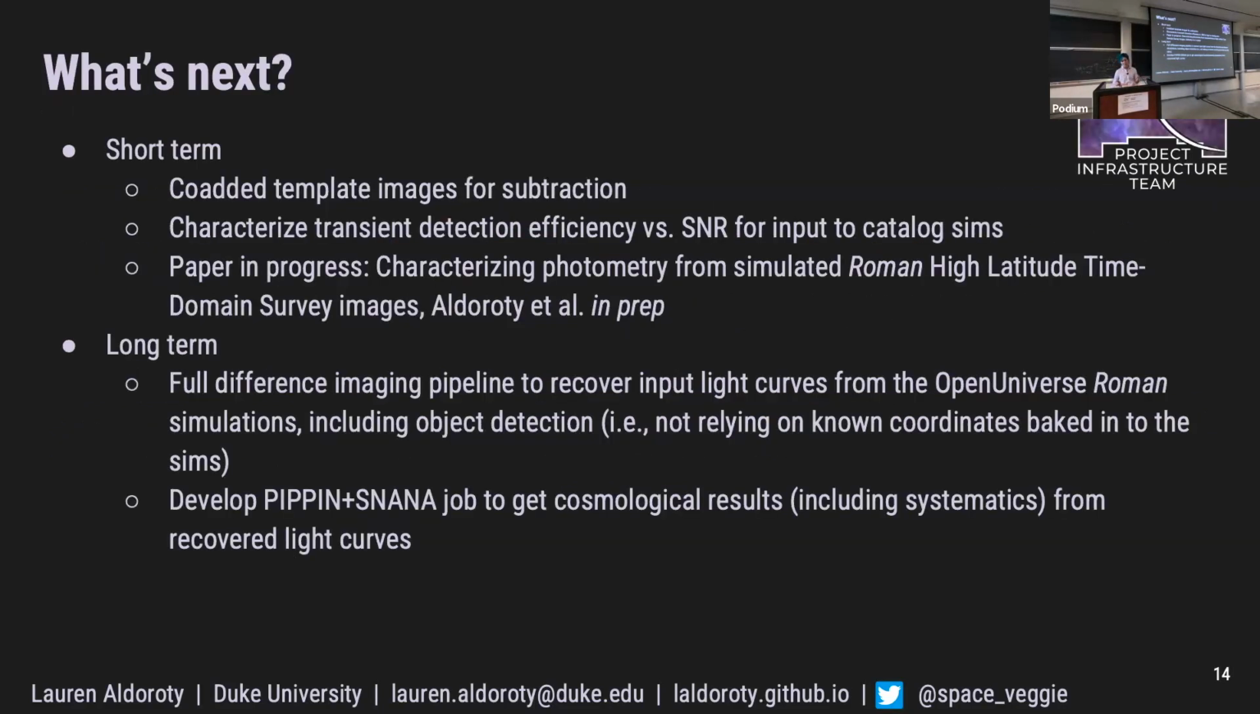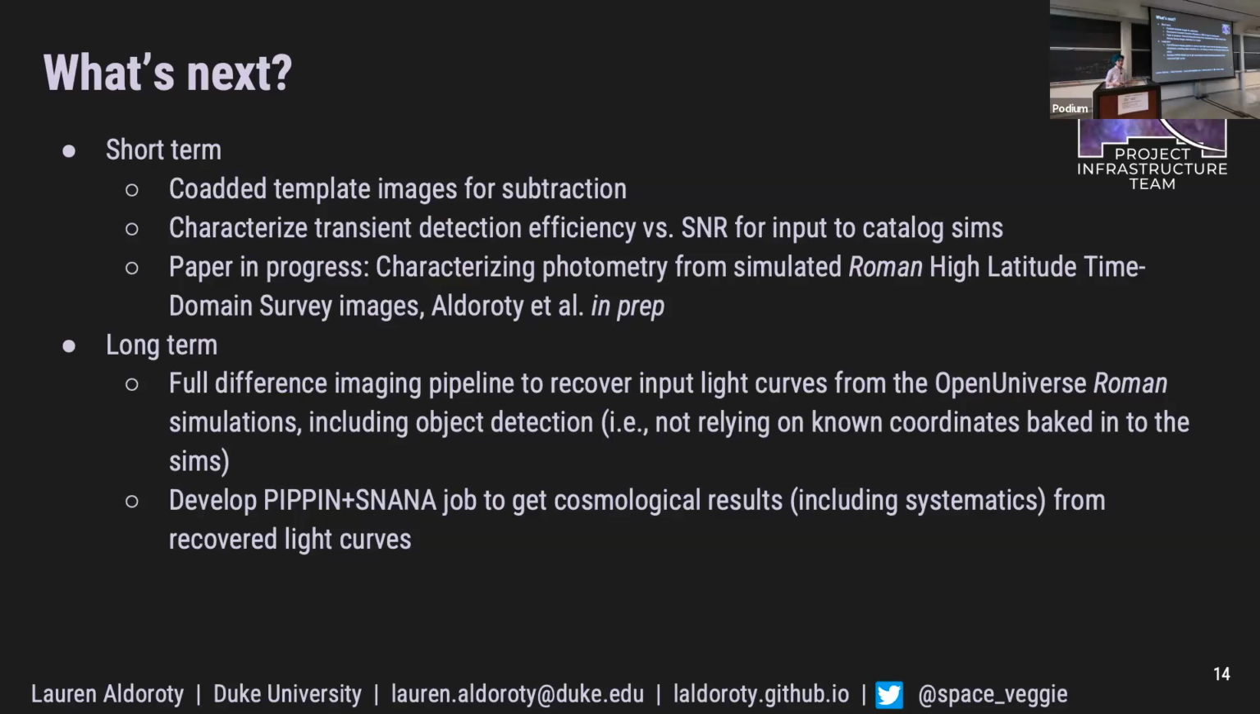So what's next? In the short term, like I said, the immediate goal is to have co-added template images for subtraction to get rid of that upturning tail. Then after that, it'll be pretty quick to run this on a ton of transients and characterize transient detection efficiency versus signal to noise ratio for input to the catalog SIMs. And all of that will be written up in a paper.